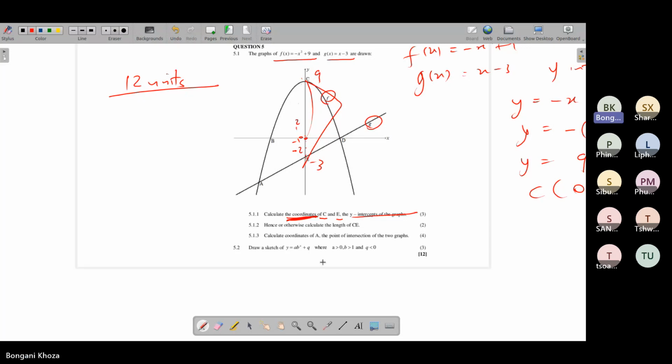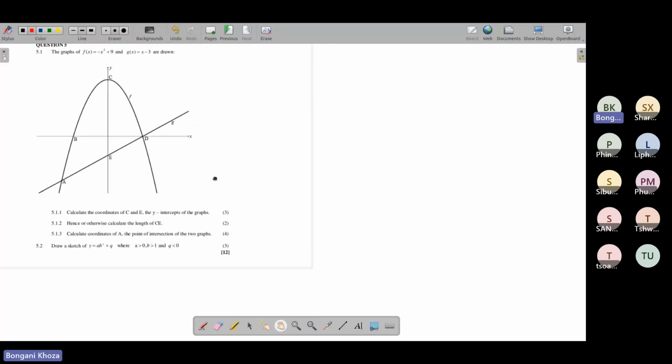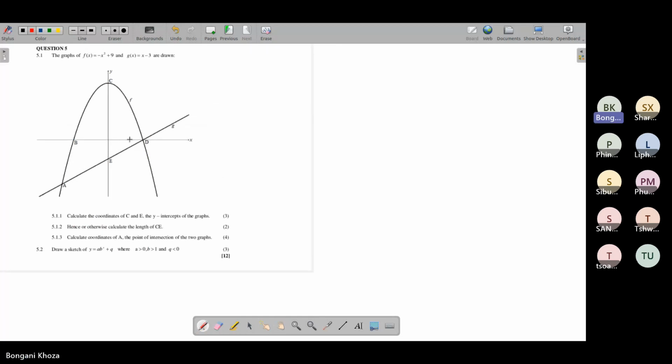Yes, sir. All right. Next, we are asked to find the coordinates of A. A is over here, which is the point of intersection of the two graphs. They are not asking us to find this one, but that one. At the point of intersection, both have the same y coordinate and the same x coordinate. So you just say f at x is equal to g at x.